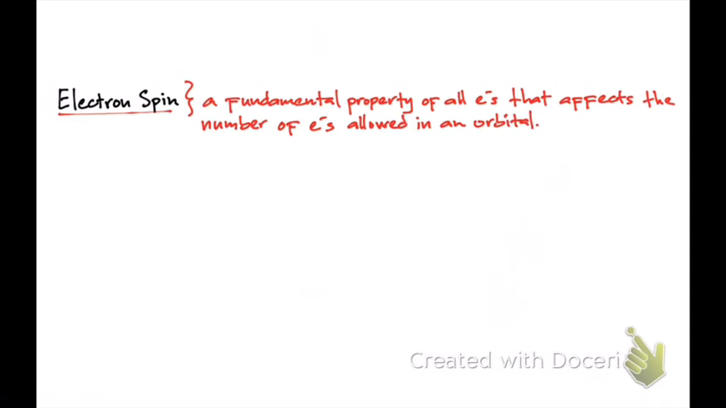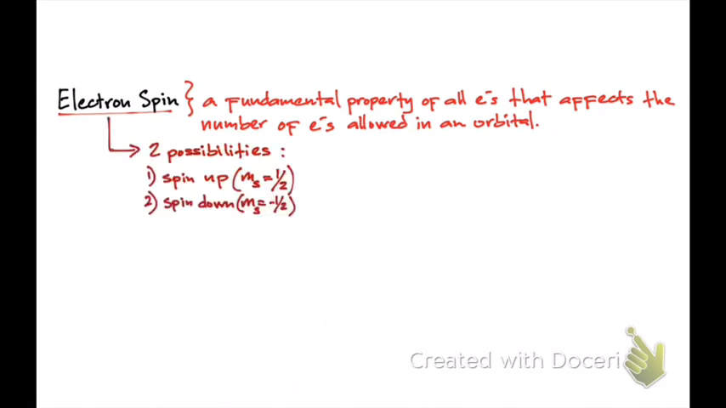And there are 2 different spins for an electron. One spin is going up. So one electron is spinning up, and the other electron is spinning down. And so they're given a specific numerical value. If you have an electron that's spinning up, then it's a positive 1/2. And if you have an electron spinning down, they're given a negative 1/2.